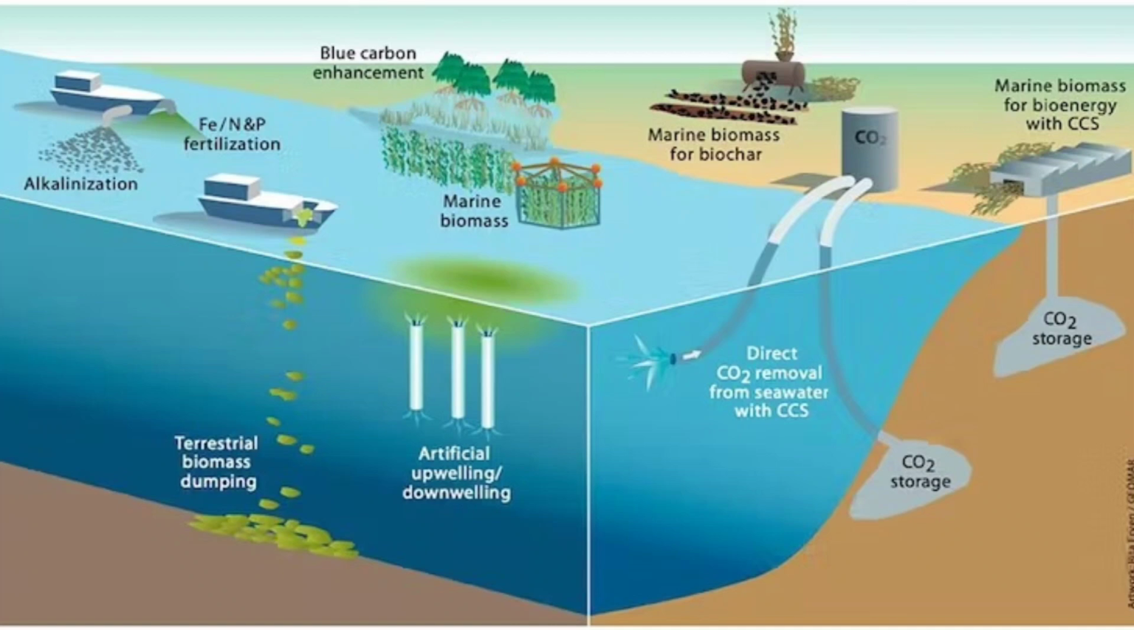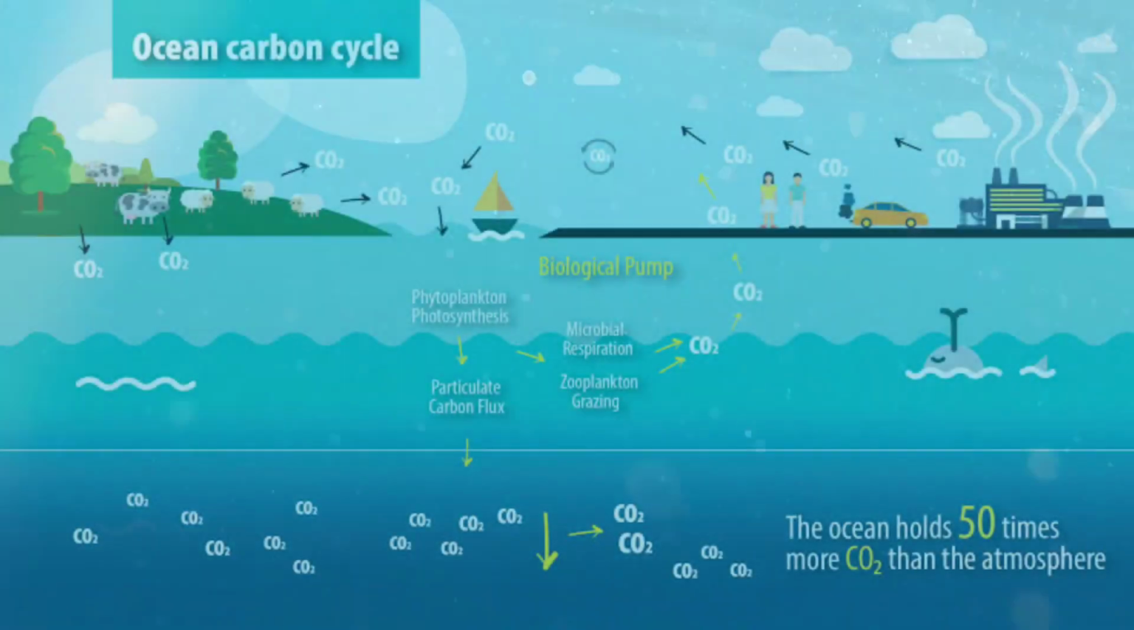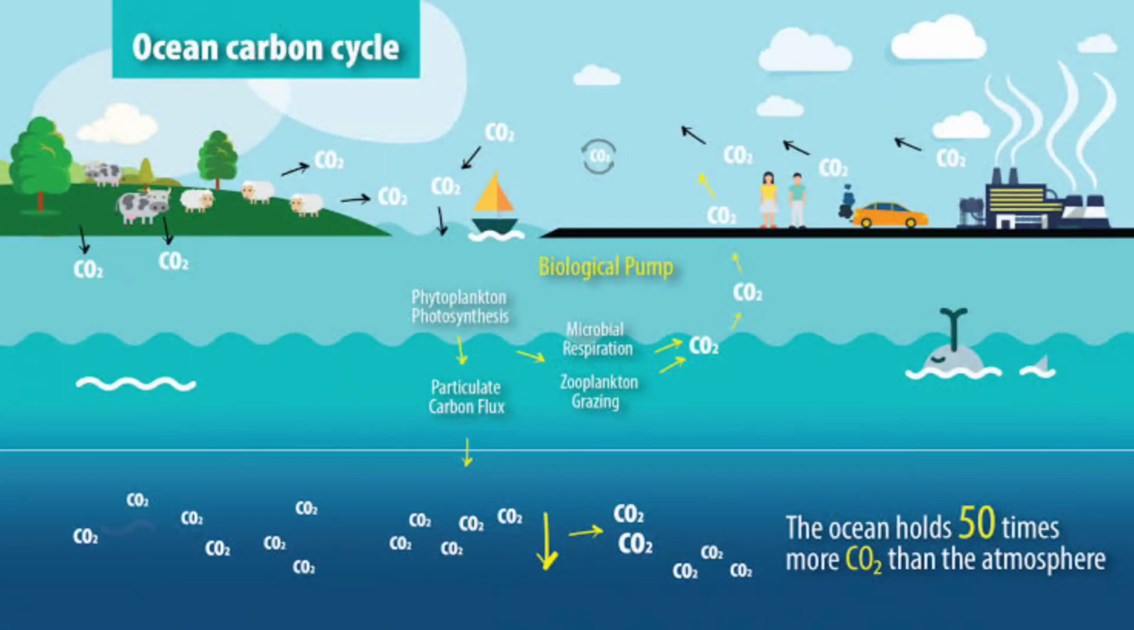Phytoplankton plays a significant role in this process. Through photosynthesis, phytoplankton absorb carbon dioxide from the atmosphere and convert it into organic matter. As phytoplankton grow, they incorporate carbon into their cells. When they die, some of the organic matter sinks to the ocean floor, effectively removing carbon dioxide from the atmosphere and storing it in the deep ocean sediments. This process is known as the biological pump.